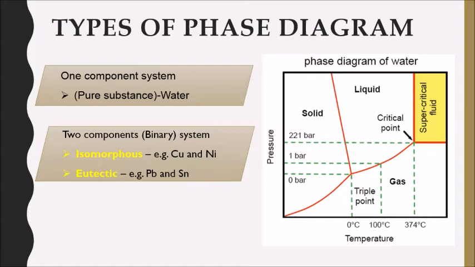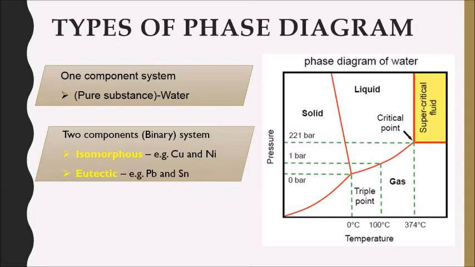The diagram shows the phase diagram of water. It has three different phases, which are solid, liquid, and gas. It also has three different points. First is the triple point. Triple point is where the temperature and the pressure of the solid, liquid, and vapor phase of the particular substance coexist in equilibrium.